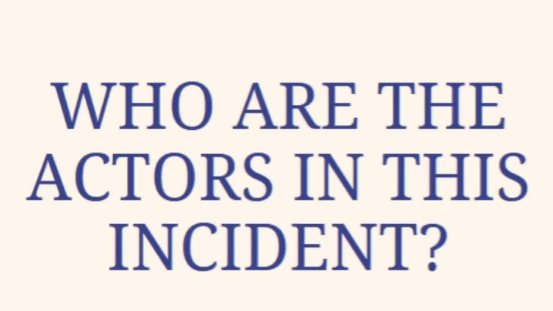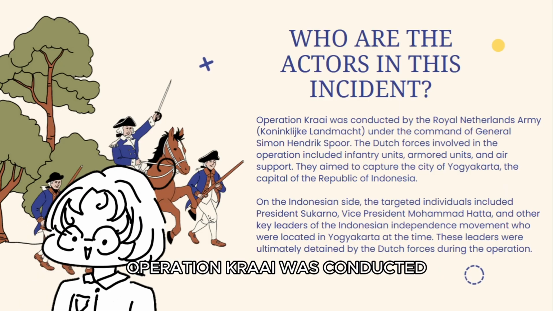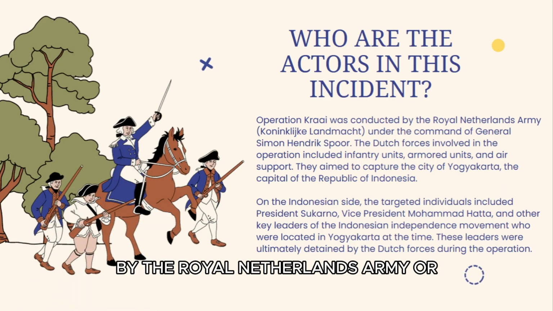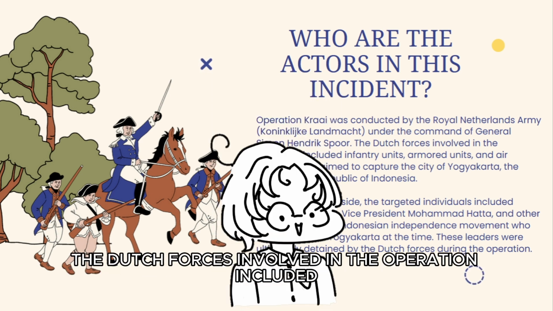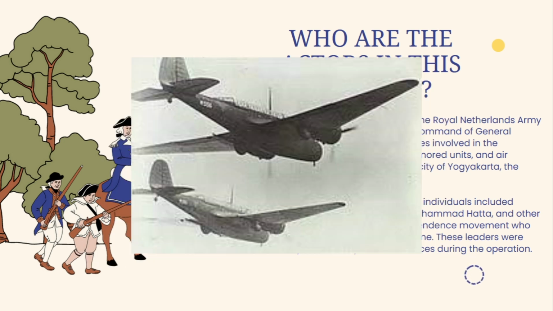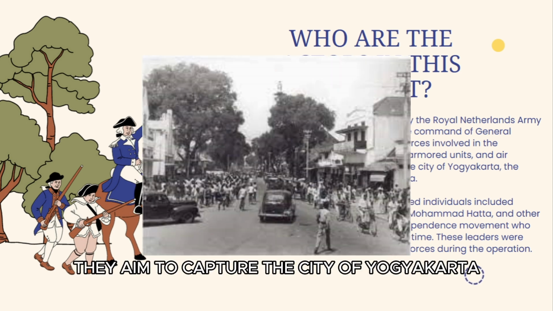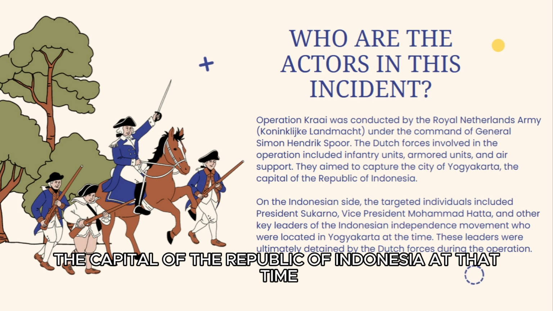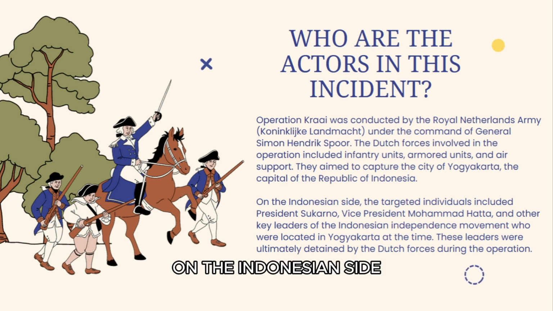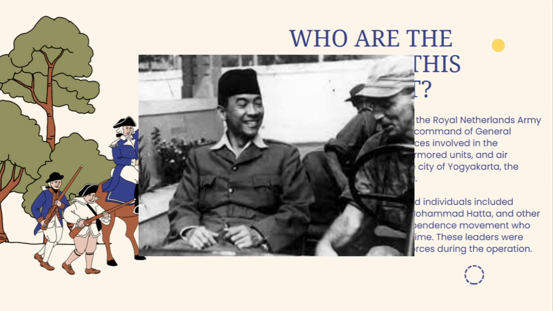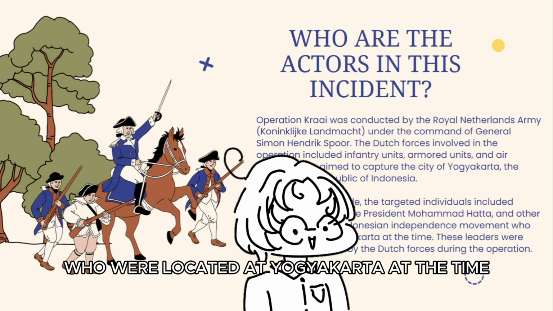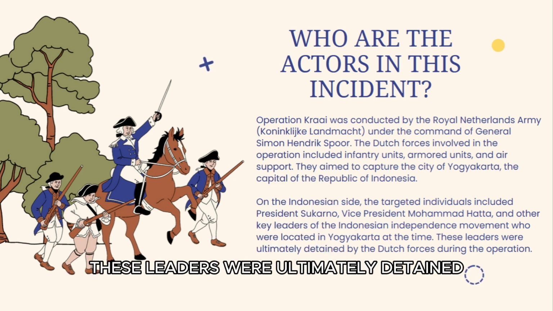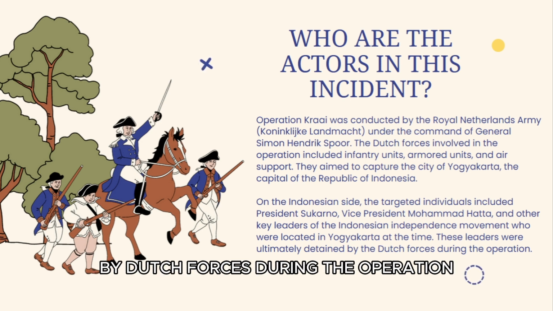And now you might be wondering, who are the actors in this incident? Operation Kraai was conducted by the Royal Netherlands Army, or Koninklijke Landmacht, under the command of General Hendrik Spoor. The Dutch forces involved in the operation included infantry units, armored units, and air support. They aimed to capture the city of Yogyakarta, the capital of the Republic of Indonesia at that time. On the Indonesian side, the targeted individuals included President Sukarno, Vice President Muhammad Hatta, and other key leaders of the Indonesian independence movement who were located in Yogyakarta at the time. These leaders were ultimately detained by Dutch forces during the operation.